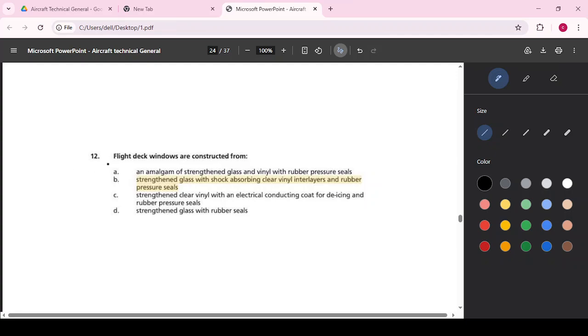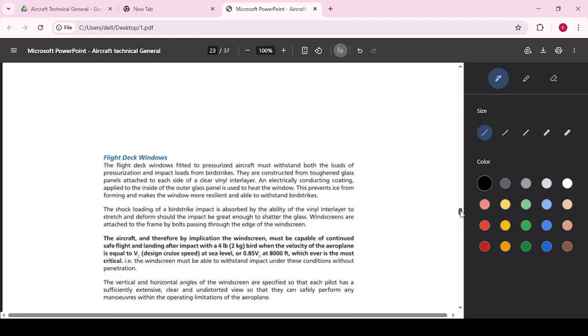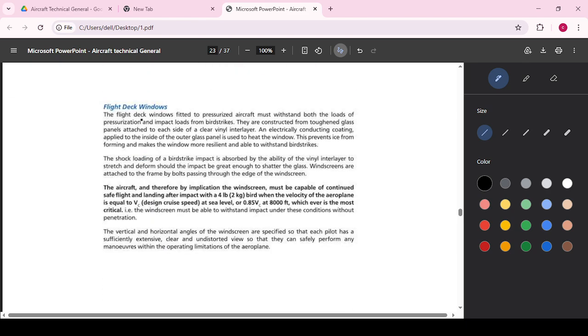Next, flight deck windows are constructed from. First we have to see what flight deck windows are. The flight deck windows fitted to pressurized aircraft must withstand both the loads of pressurization and impact loads from bird strike. They are constructed from toughened glass panels attached to each side of a vinyl interlayer. Flight deck windows are the windows in the front.